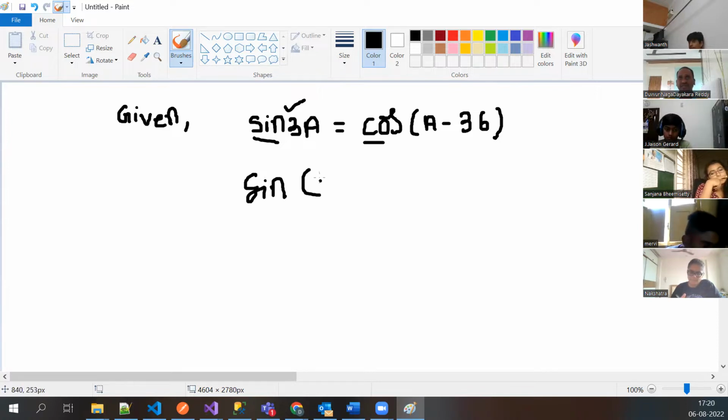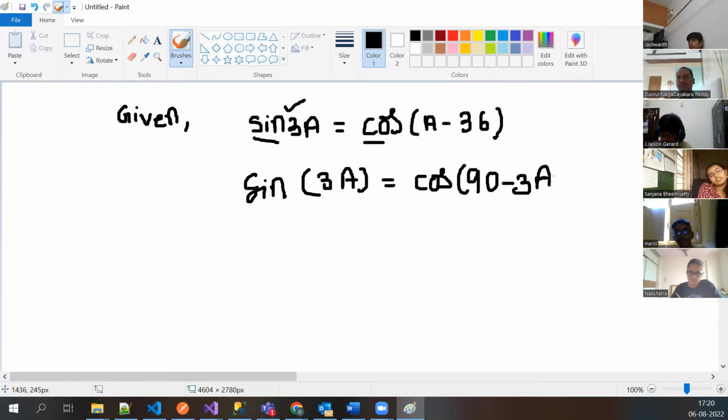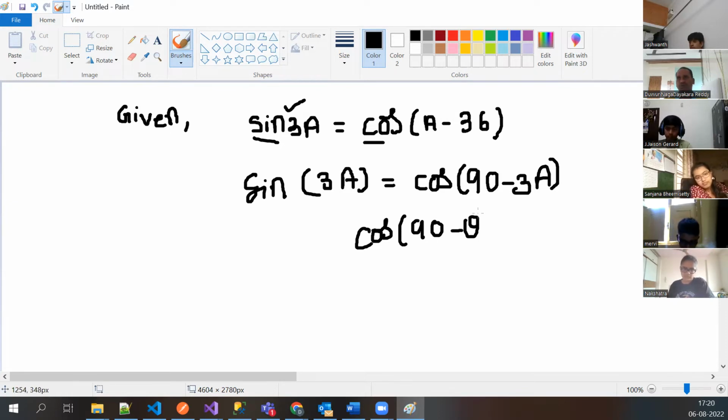How can I write sin 3A? Sin 3A can be written as cos of 90 minus 3A. Can I write like this? Tell me, just now we observed cos of 90 minus theta is how much? Sine theta. Cos of 90 minus theta equals sine theta, or I can say sine theta can be written as cos of 90 minus theta. Same thing here: sin 3A equals cos of 90 minus 3A. Is it clear, children?